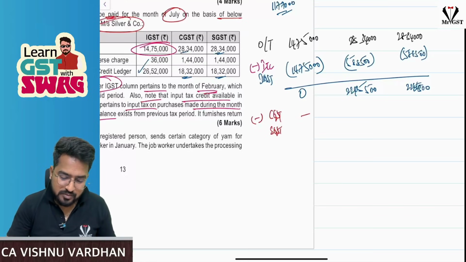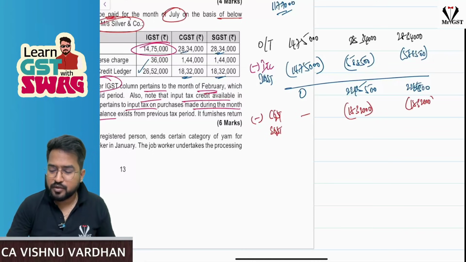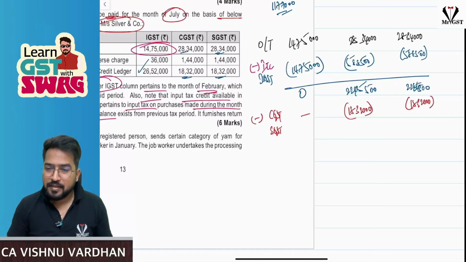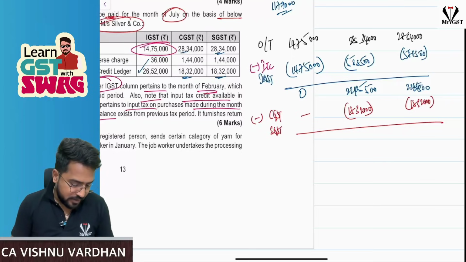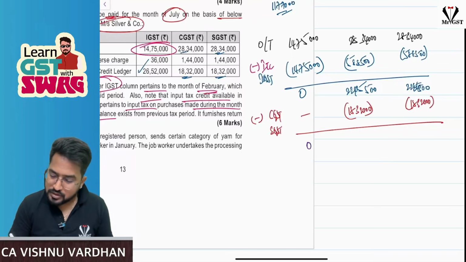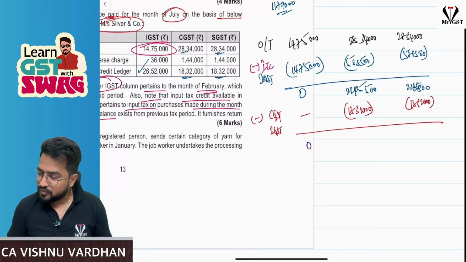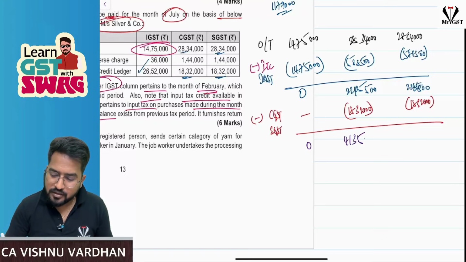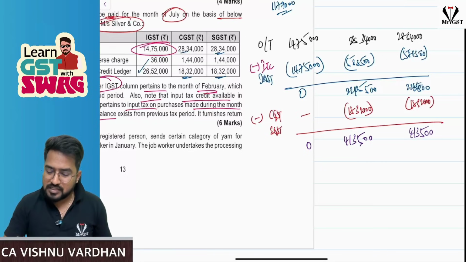So respective amounts. What is the ITC? 18 lakh 32,000 is there. So if you use them now, what will happen? The liability will be 22 lakh 45,500 minus 18 lakh 32,000, which will give you 4 lakh 13,500. So this is the tax payable.